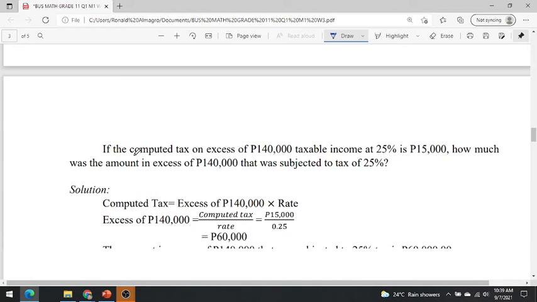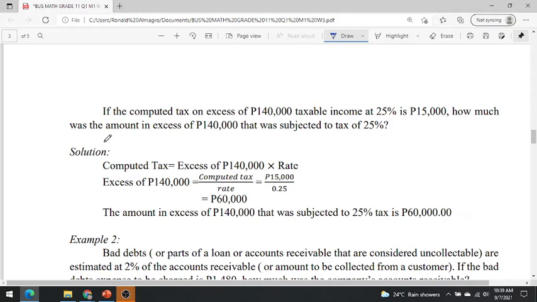Okay, next. Example 1. Okay, so we have the word problem. If the computed tax on excess of 140,000 pesos, or the taxable income at 25% is 15,000, how much was the amount in excess of 140,000 that was subjected to tax of 25%? Okay, so we have the formula, student. The computed tax equals the excess of 140,000 times rate. Okay, so we need to find the excess po. So pangitaon na nato ang excess of 140,000. So ato lang na siyang i-derive.